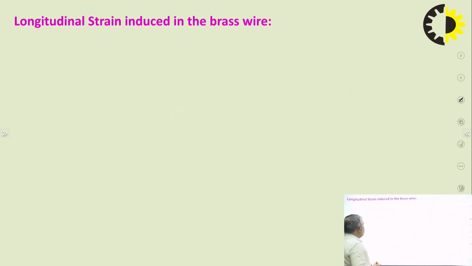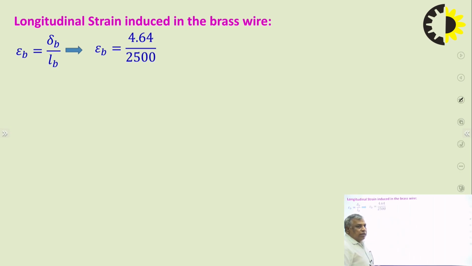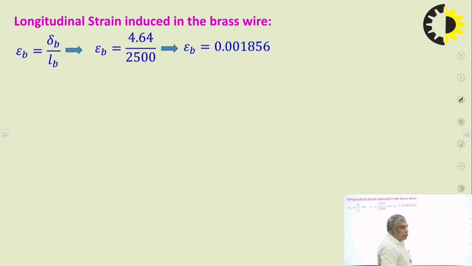Next we will determine the longitudinal strain. Epsilon B is equal to delta B upon LB. Delta B is given as 4.64, whereas the length of the brass wire is given as 2.5 meter, that is 2500 millimeter. So epsilon B is equal to 0.001856. Now we have a stress and we have a strain. We apply Hooke's law simply and determine the modulus of elasticity of the brass wire.